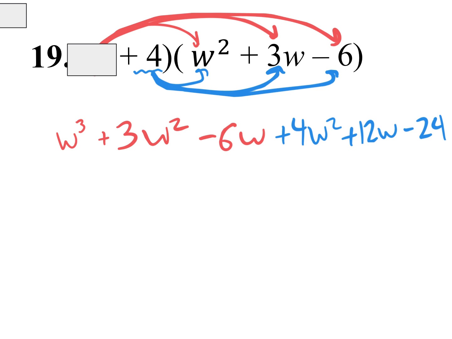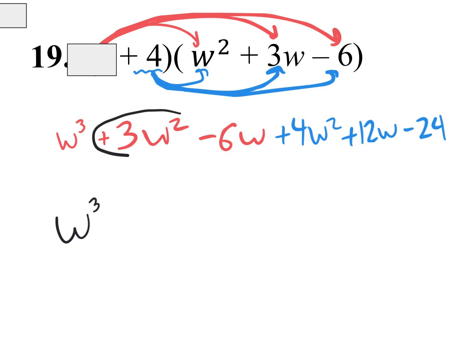Out of those 6 terms, what could I combine? How about this? Let's start writing our answer in standard form. The highest exponent term first, W to the third. There are no other W to the thirds to combine it with. So that's the first part of my answer, W to the third. But then I move on to my W squares.